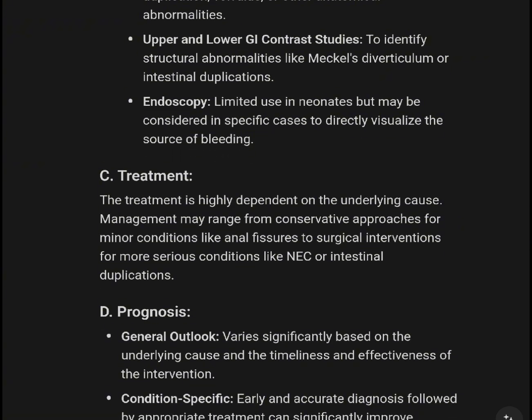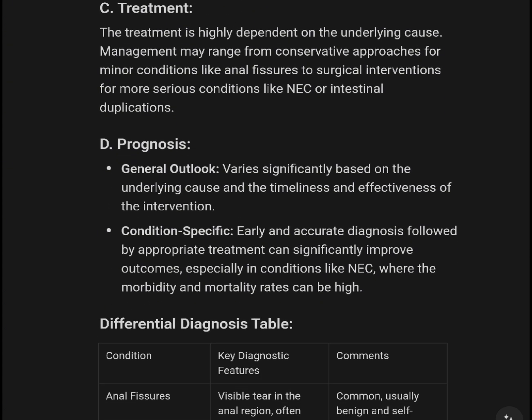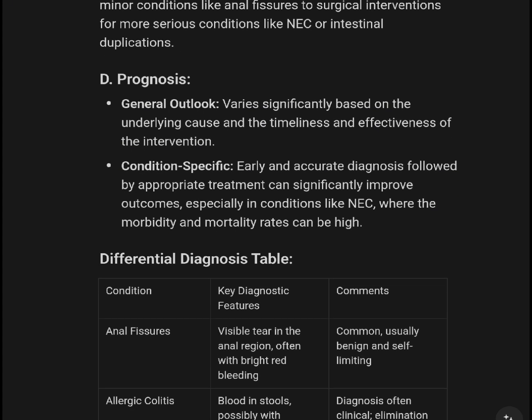Treatment is highly dependent on the underlying cause. Management may range from conservative approaches for minor conditions like anal fissures to surgical intervention for more serious conditions like NEC or intestinal duplication. Prognosis: the general outlook varies significantly based on the underlying cause and the timeliness and effectiveness of the intervention. Early and accurate diagnosis followed by appropriate treatment can significantly improve outcomes, especially in conditions like NEC, where morbidity and mortality rates can be high.